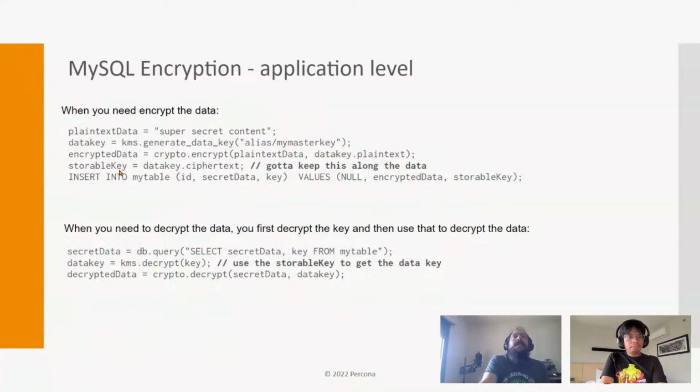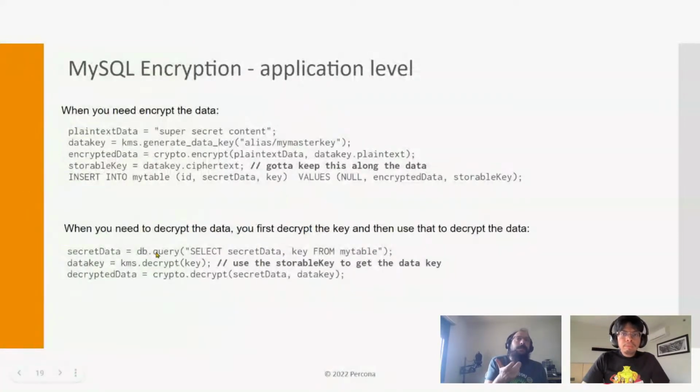And then I'm going to get the ciphertext, which is the piece of the key. So this is a two-part key, and one has to be stored along with the data. And so I will insert into my table the ID of the row, the data I want to keep secret, and this ciphertext.